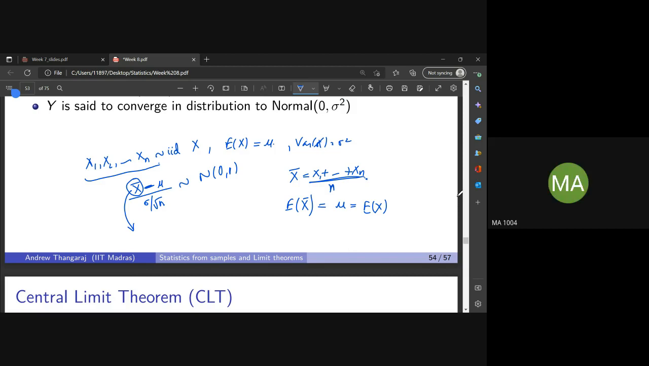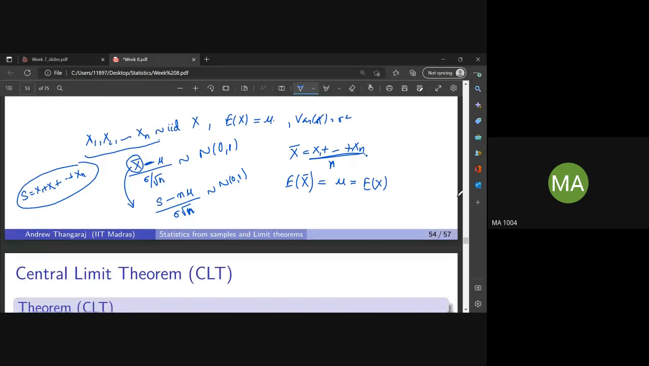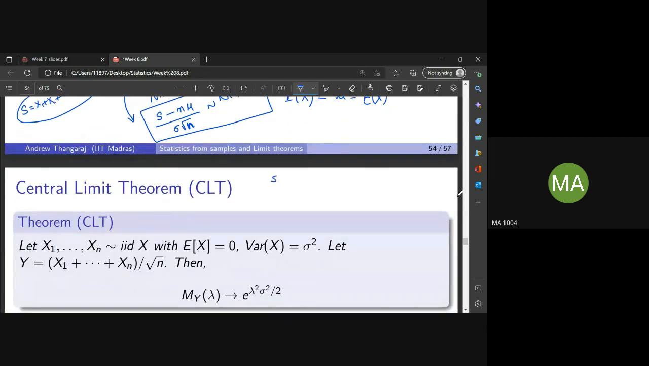Now you can also write this as: say S is X1 plus X2 plus up to Xn. Then S minus n mu upon sigma under root n is also normal with mean zero and variance one. In the lecture you will see this form. The expected value of S is just n mu. The variance of S is n times sigma square, and the standard deviation of S is under root of n sigma.